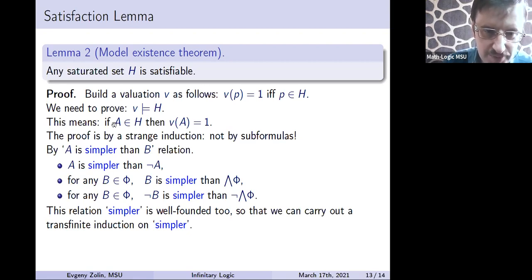So we will prove this statement: if A is in H, then its value is 1, by transfinite induction on this relation simpler. And for example, if we consider the formula not conjunction phi as an induction step, then as an induction hypothesis, we will use some statement about not B, not about the formula B, but not B, which is not a subformula. This is why we introduce this additional notion.